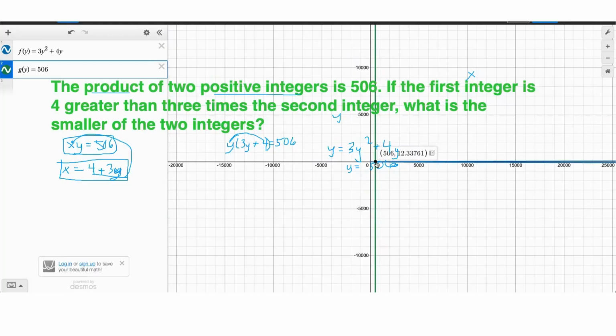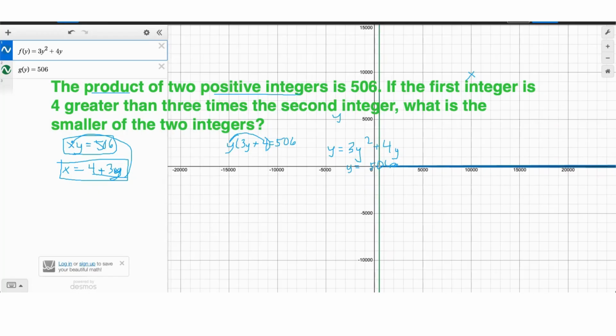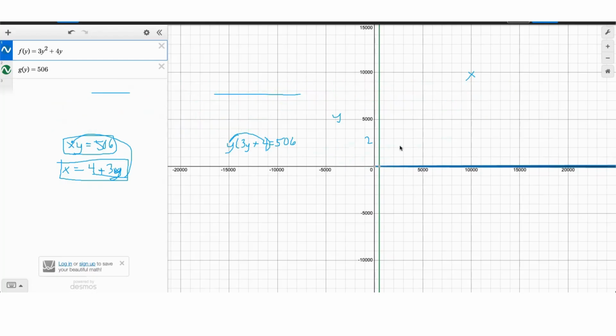you could see that 12.337. So I'm going to go ahead and erase what I have here, which blocks it. So let's see here, so we could see what our equations are and the point of intersection.